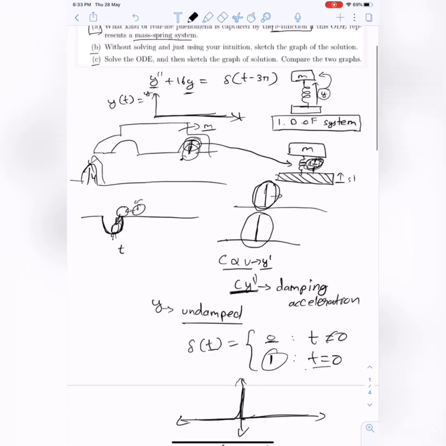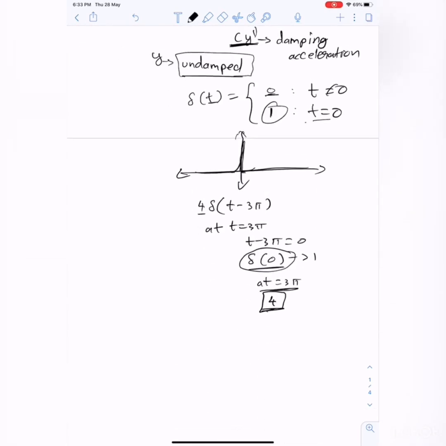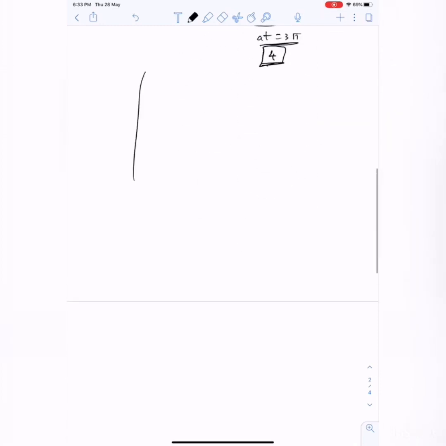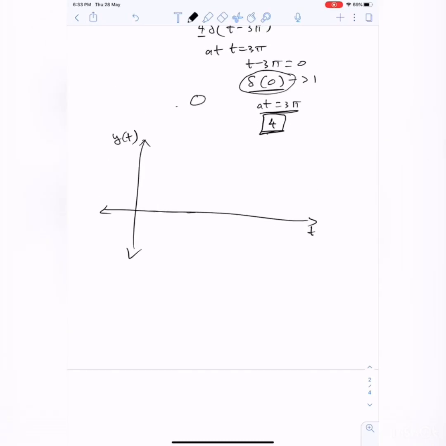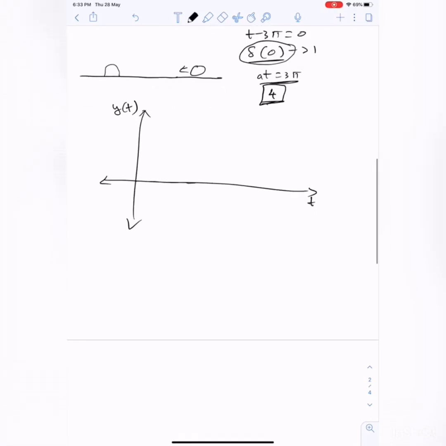And what would happen after 3 pi? Since the system is undamped, it wouldn't go to 0 at all. It would just keep on oscillating. So our system would look something like this, t versus y. There would be no motion at all. It's like assuming a car moving in a straight line on a very smooth surface, and at time t equal to 3 pi it's facing a bump. It would move straight with no motion at all, and at time equal to 3 pi, it can start oscillating.